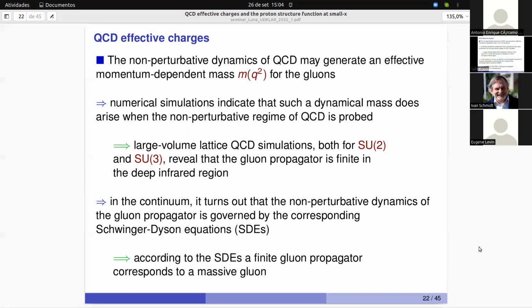If you take the people working in QCD and the people working on Schwinger-Dyson equations, it's very clear that we have the presence of a dynamical mass for the gluon.